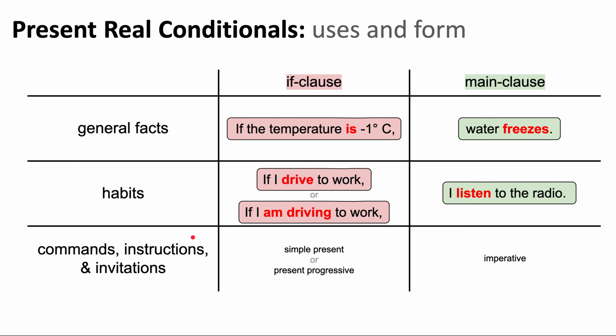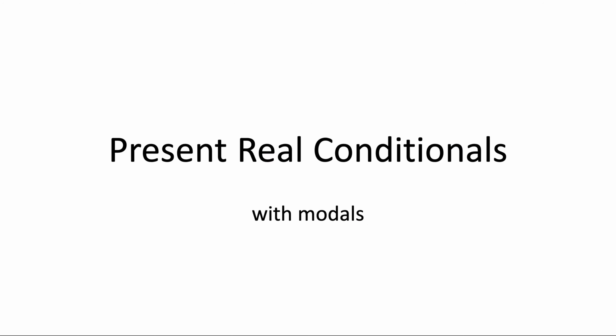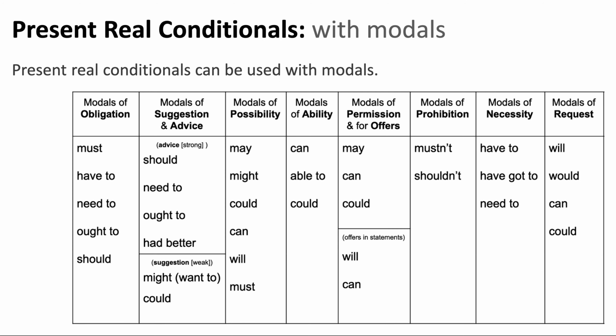For commands, instructions, and invitations, the if clause will utilize the simple present. For example, if you feel sick, or the present progressive, if you are feeling sick. The main clause will use an imperative, that is, the subject is omitted. For example, stay home. So for commands, instructions, and invitations, an example, if you feel sick or if you are feeling sick, stay home.